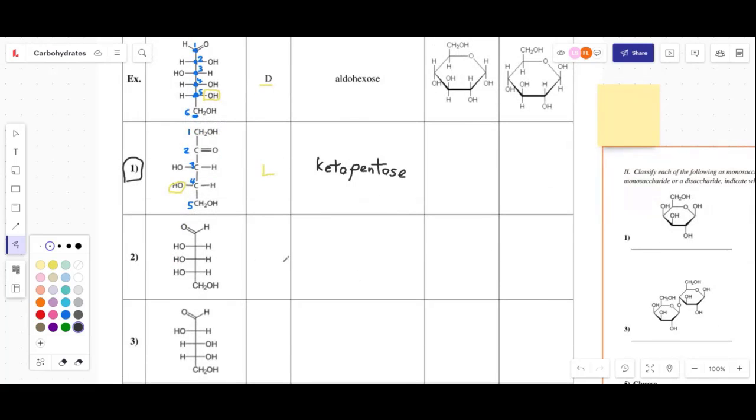Okay. Let's go ahead and do number 2. Is this an L sugar or a D sugar? It's an L, because the hydroxyl on the last chiral carbon is on the left-hand side, so that's an L sugar. And how many carbons does it have? 4. No, 5. 1, 2, 3, 4, 5. And does it have an aldehyde group or a ketone group? Aldehyde. So this would be an aldopentose.